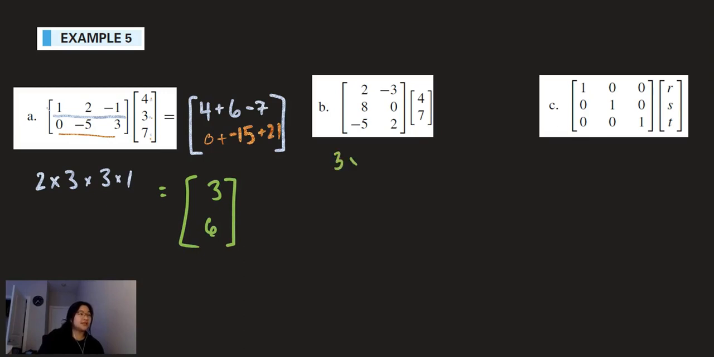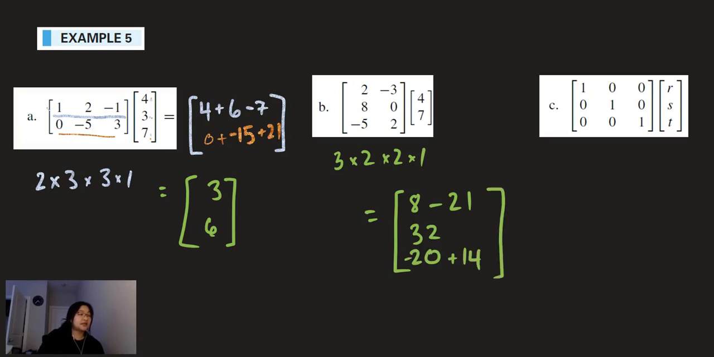We got a 3 by 2 multiplied by a 2 by 1, so we're okay. And the first row is going to be 4 times 2 is 8, minus 3 times 7 is 21, 4 times 8, 32, minus 0, okay. 4 times negative 5 is negative 20, plus 14, and so we get negative 13, 32, and negative 6.